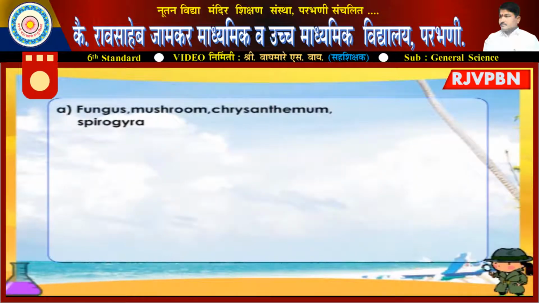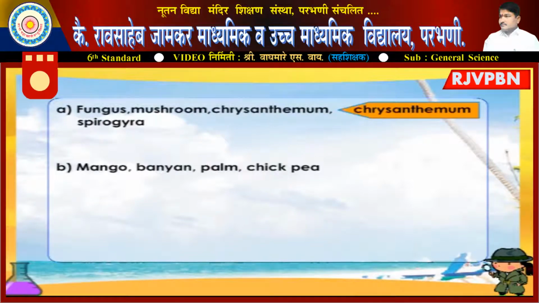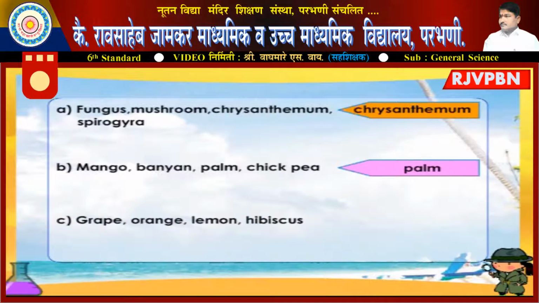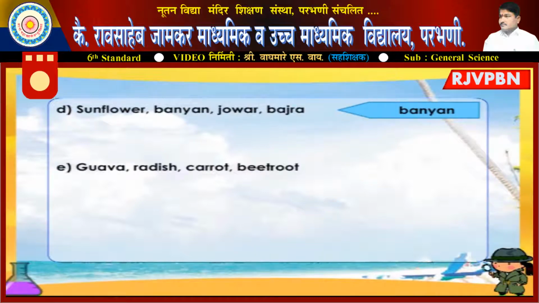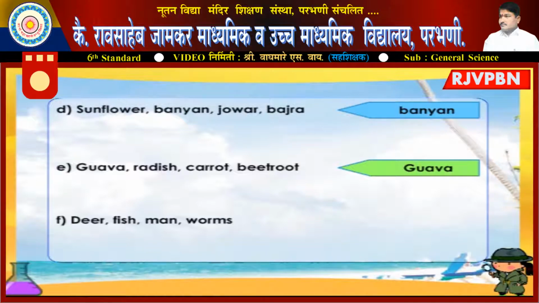Fungus, mushroom. Chrysanthemum, Spirogyra, chrysanthemum. Mango, banyan, palm, chickpea, palm. Grape, orange, lemon, hibiscus, hibiscus. Sunflower, banyan, jawar, bajra, banyan. Guava, radish, carrot, beetroot, guava. Deer, fish, man, worms, fish.